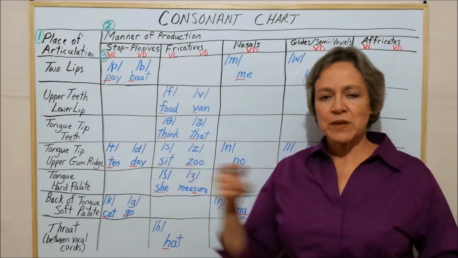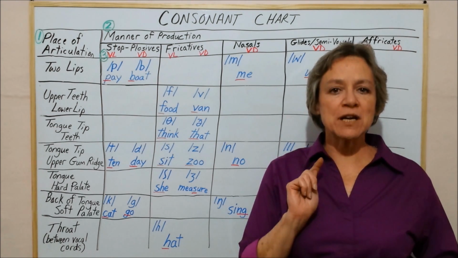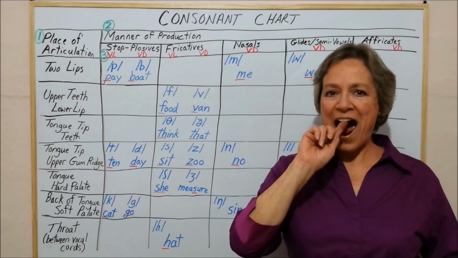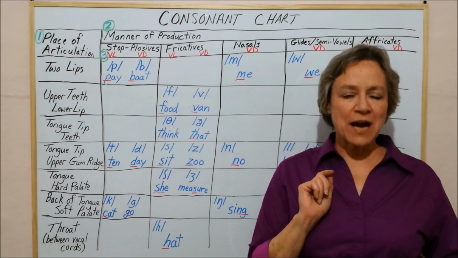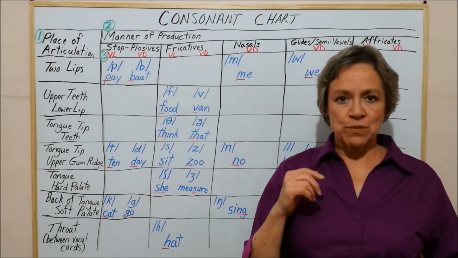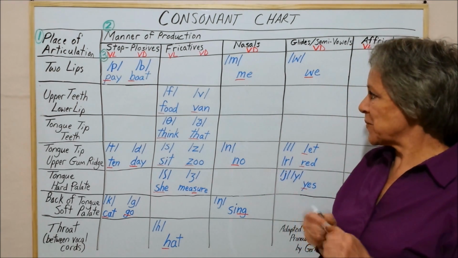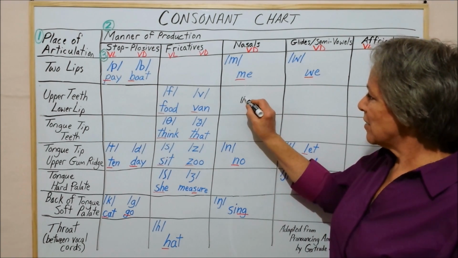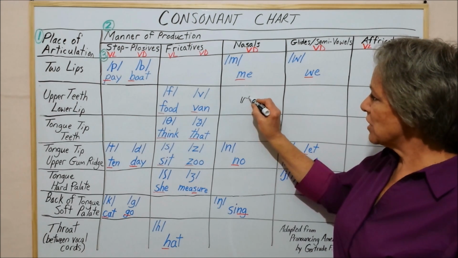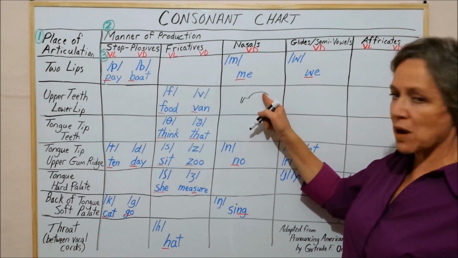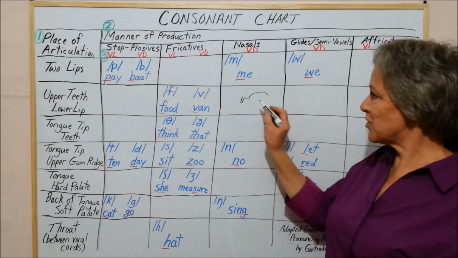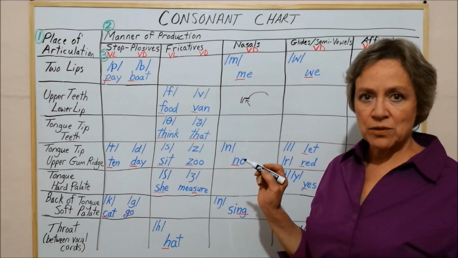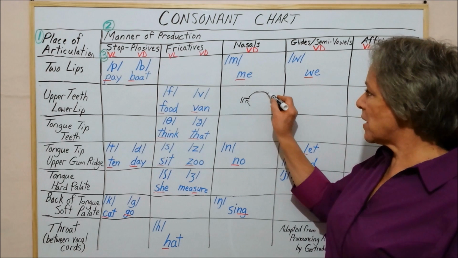The upper gum ridge is the hard ridge just behind my upper teeth. Okay? And you put your finger in your mouth, just behind your upper teeth, there's a hard ridge. Try to draw this. If these are your teeth, behind your teeth there's a ridge, then we go up and this is the roof of the mouth. I know this isn't a very good picture. The gum ridge is right there. It's a hard part.